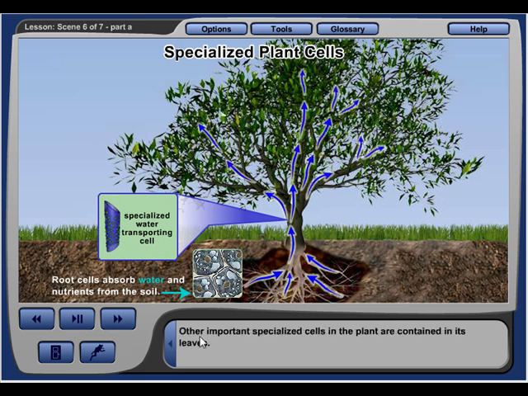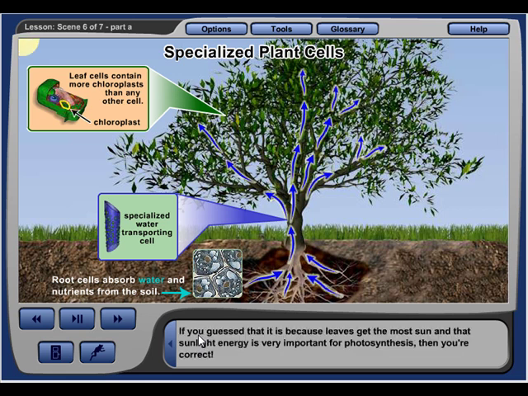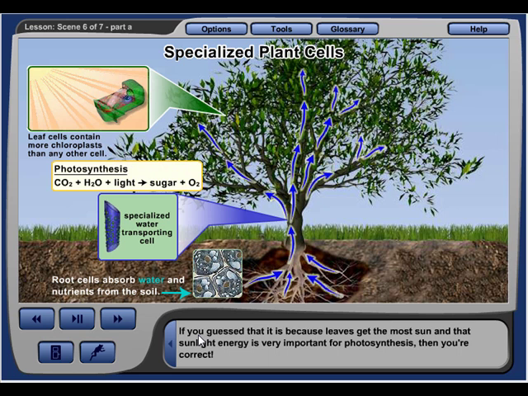Other important specialized cells in the plant are contained in its leaves. Leaf cells contain more chloroplasts than any other cell. Can you guess why? If you guess that it is because leaves get the most sun and that sunlight energy is very important for photosynthesis, then you're correct.